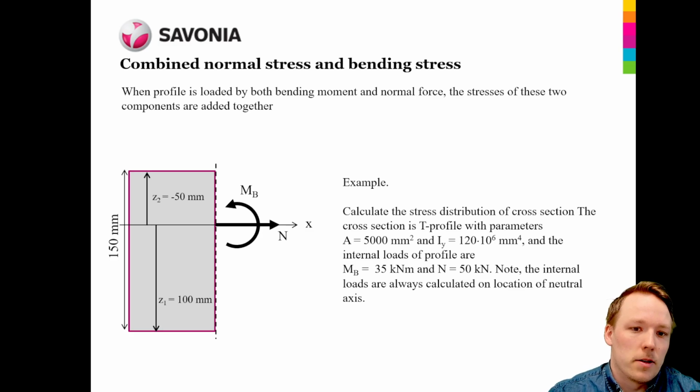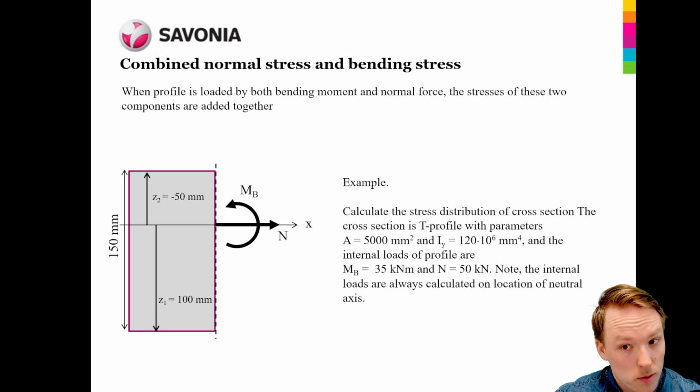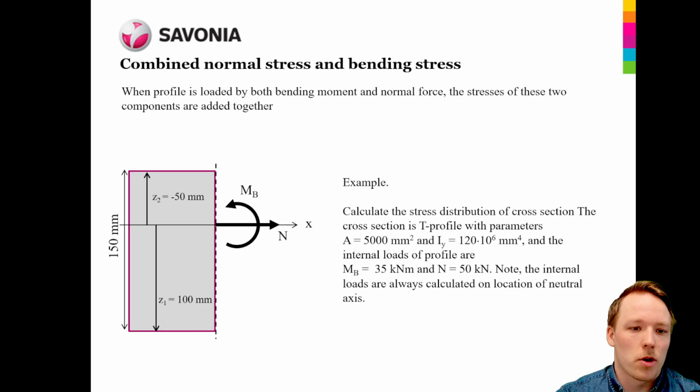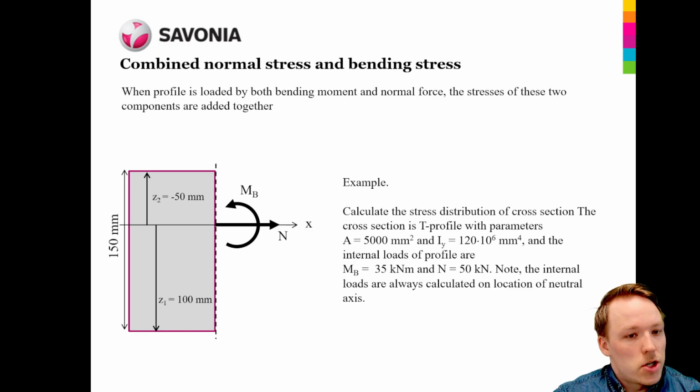Here we're going to calculate an example. So we have this cross section. It's T-shaped. It has a cross section area of 5,000 square millimeters. The second moment of inertia is 120 times 10 to the power 6 millimeters to the power of 4. The internal loads affecting that structure are a bending moment of 35 kilonewton meters and a normal load of 50 kilonewtons. An important thing to pay attention to with these calculations is that the internal loads must always be located at the neutral axis of the profile, and you will see later on why that is the case.